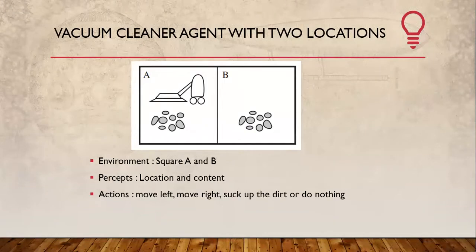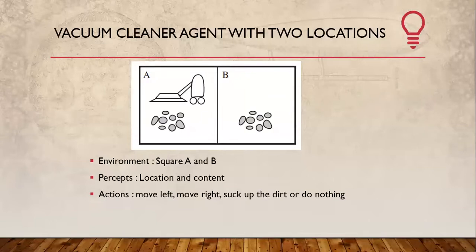So there's a vacuum cleaner agent, which is already visible on the screen. There are two blocks, square A and square B, which are nothing but the locations. And then we have to understand that in this scenario, because we have termed it an agent, what is the percept, what is the action, what is going to be the environment, what should be the percept sequence, etc.